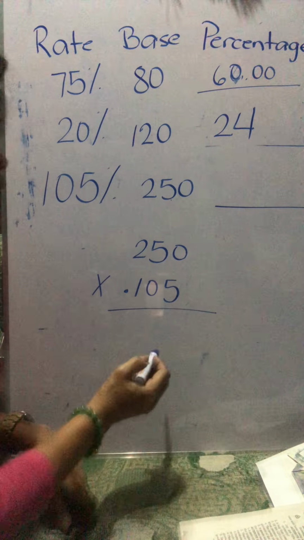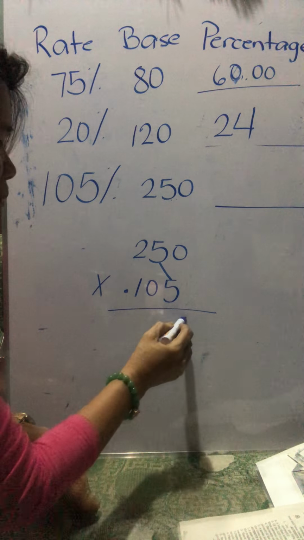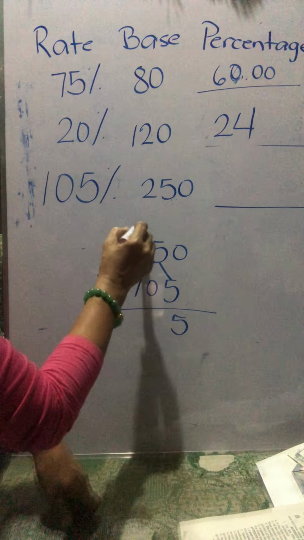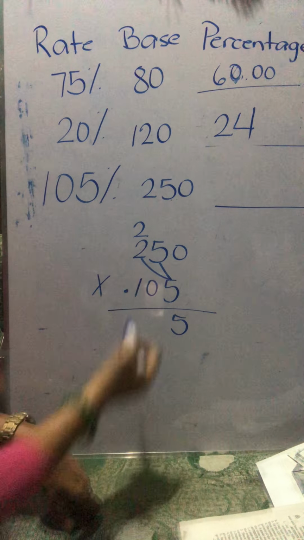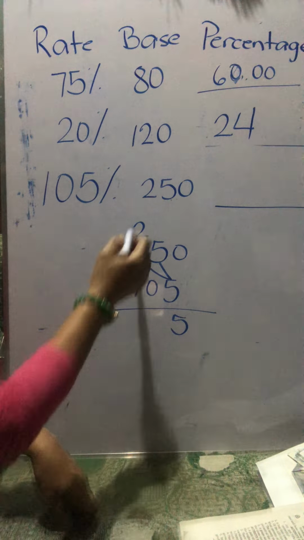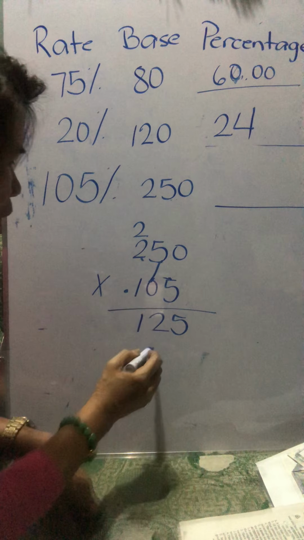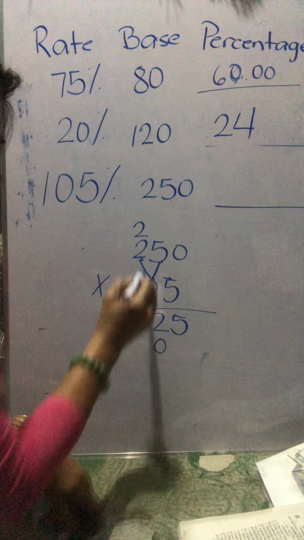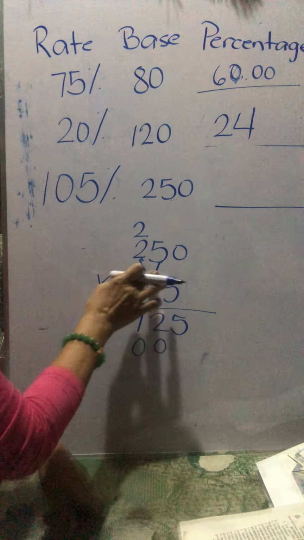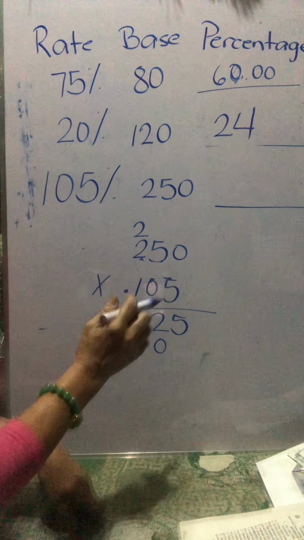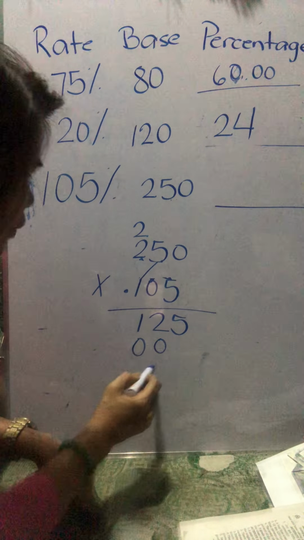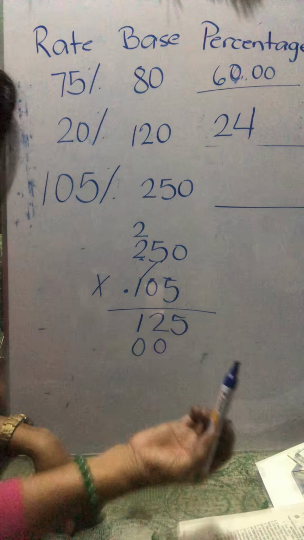Here we have 5 times 5, 25, carry 2. 5 times 2 is 10, plus 2 is 12. You now have a 0 here. Let's take this off again. And then, 0 times 5 is 0, 0 times 2 is 0. And then here, we have 1 times 5. So remember this.